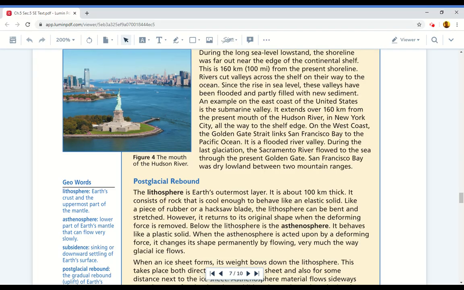An example on the east coast of the United States is the Hudson Submarine Valley. It extends over 160 kilometers from the present mouth of the Hudson River in New York City all the way to the shelf edge. On the west coast, the Golden Gate Strait links San Francisco Bay to the Pacific Ocean. It is a flooded river valley. During the last glaciation, the Sacramento River flowed to the sea through the present Golden Gate. San Francisco Bay was dry lowland between two mountain ranges.